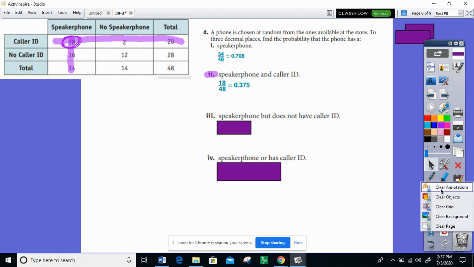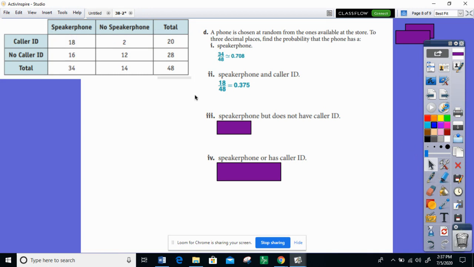0.375. Number 3 says it's a speakerphone, but it does not have caller ID. So if it's speakerphone, we're in this column, but we want no caller ID. So that would be 16 phones out of 48, which would be 0.333.